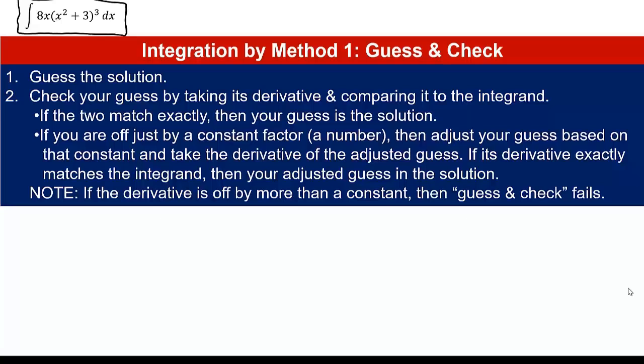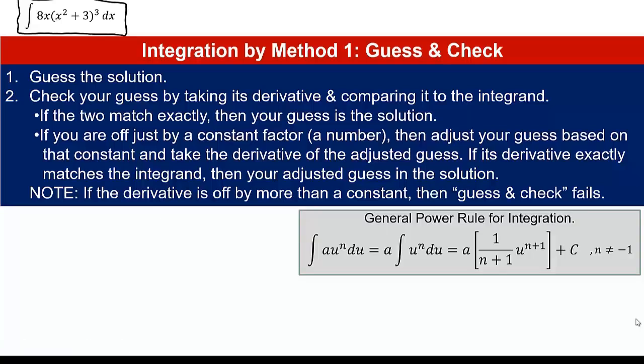In general, we're going to be using guess and check on the easier of these problems in any case. So you always have other choices. We're going to be, generally speaking here, using the general power rule for integration as our model for our guess. And the reason is, when you have an integrand raised to a power, the general power rule for integration tells you that the solution will have a power 1 higher than the power in the integrand.